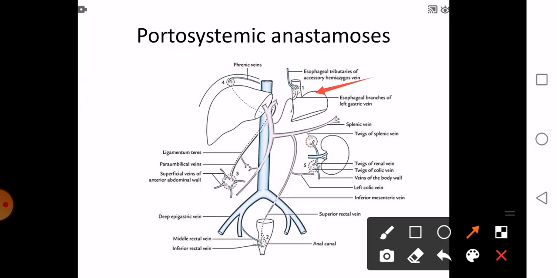The second site is in the rectum, in the anal canal, between the middle rectal and the inferior rectal veins. The third one is in the region of the umbilicus, the para-umbilical veins and the superficial veins of the anterior abdominal wall. Then we have one on the inferior surface of the diaphragm, between the phrenic veins and the hepatic veins. And the fifth one on the posterior abdominal wall.